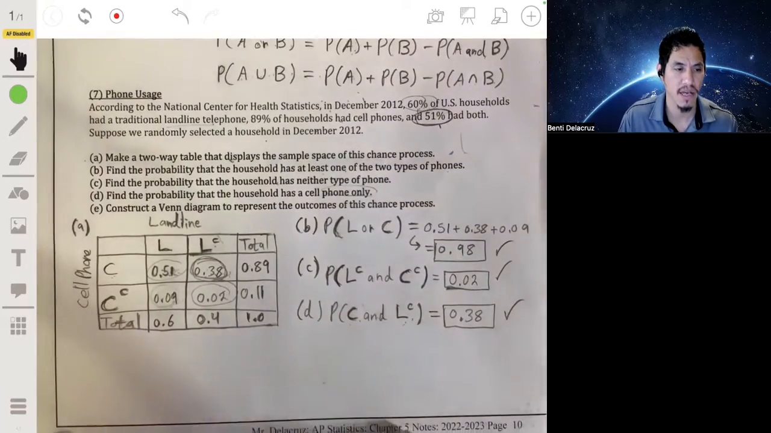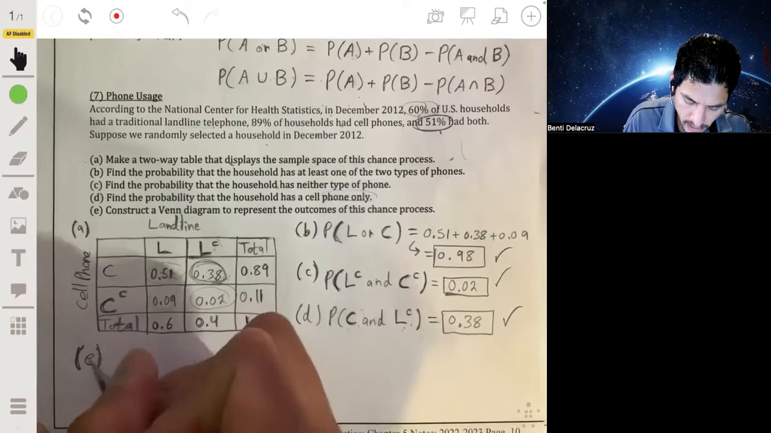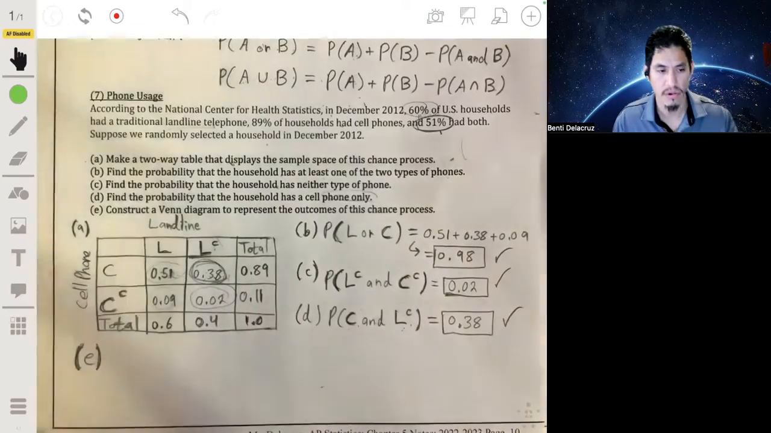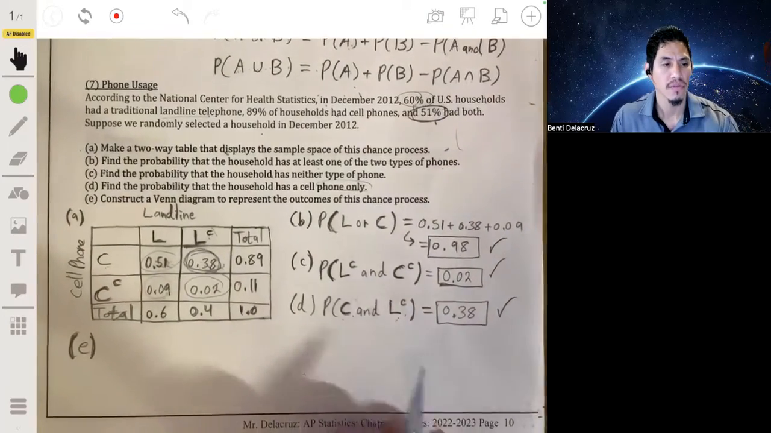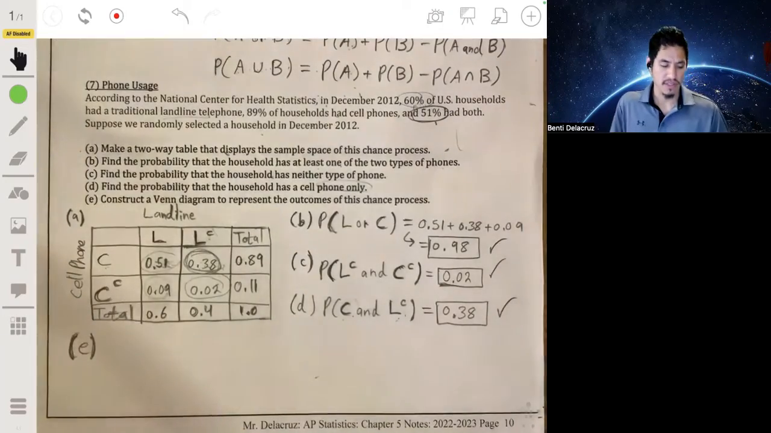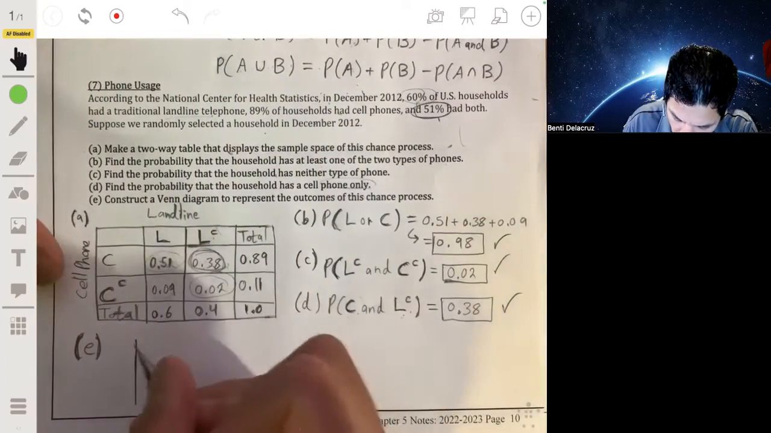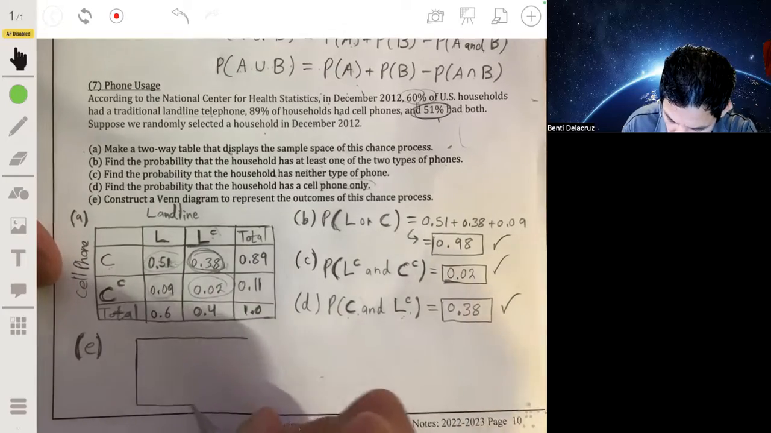All right, moving right along. Now the last part, the Venn diagram. Okay, construct a Venn diagram to represent the outcomes of this chance process. Okay, so start with your sample space, rectangle.